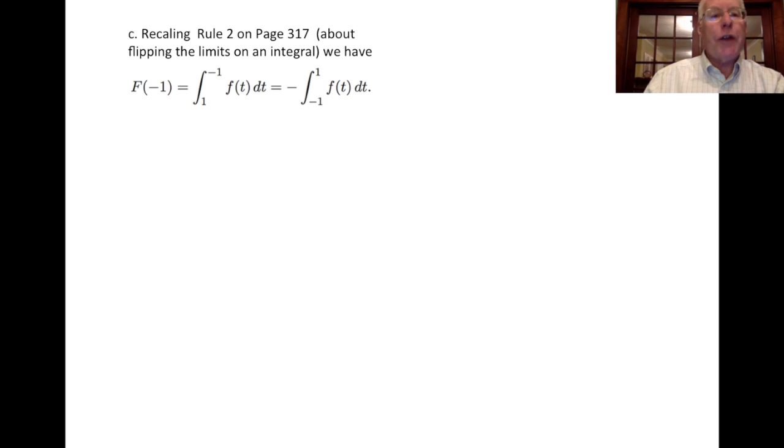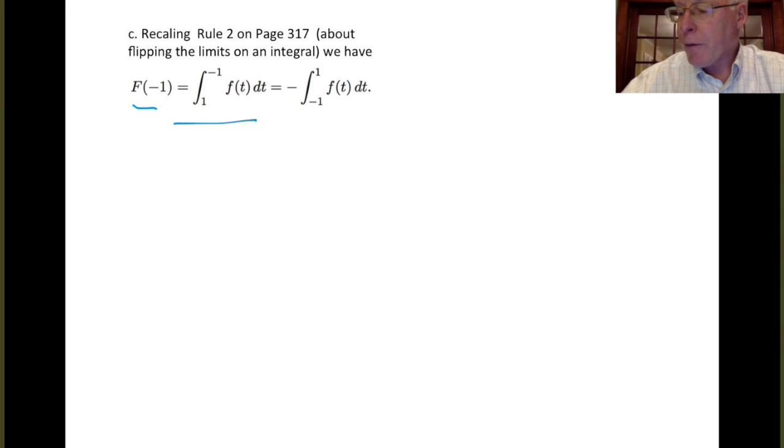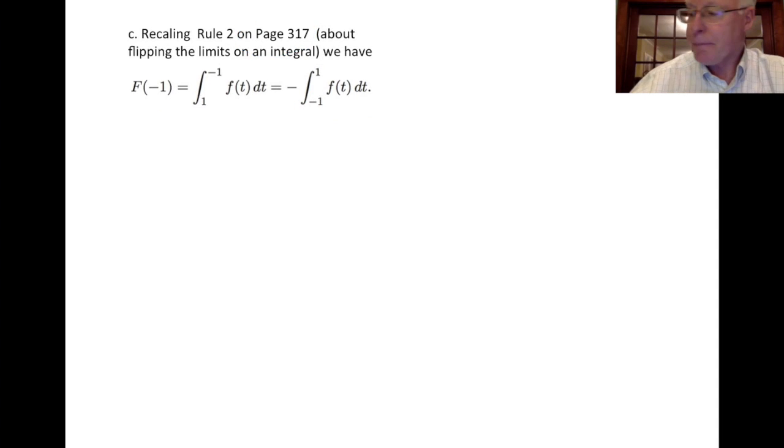Okay, for part C, we have to recall rule 2 on page 317. This talked about flipping the limits on an integral. So putting in x equal minus 1 in our definition for F, we get the integral from 1 to minus 1 of f of t dt. And if we want to put these limits in the more comfortable order of smallest to largest, we can invert the limits at the cost of this minus sign. And that's what rule 2 is on page 317. So we'll focus on doing this integral instead.